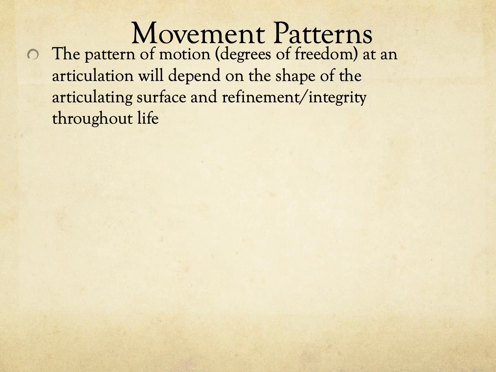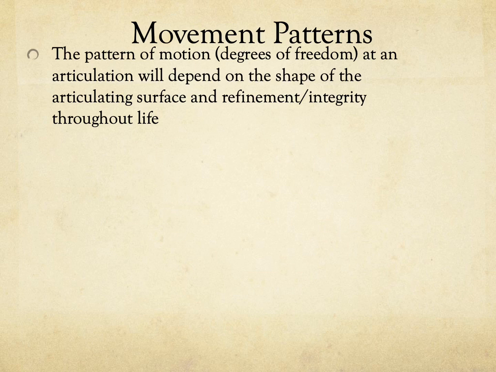A general continuum of stability and mobility within those articulations. If we look at the shape of the bones articulating with each other, we can determine exactly what type of motion will take place, and we can determine how many degrees of freedom we will see.